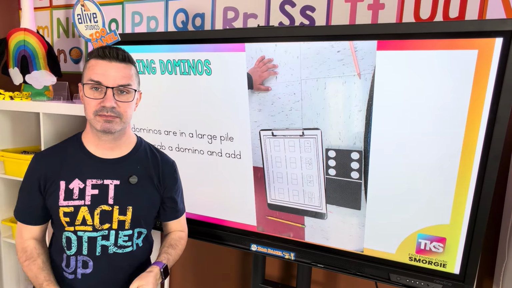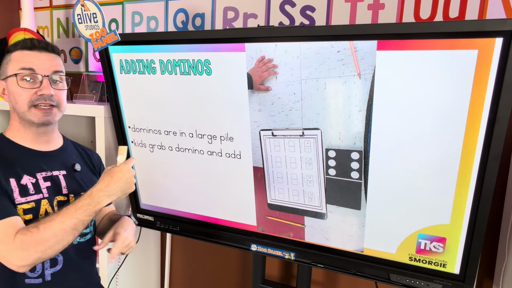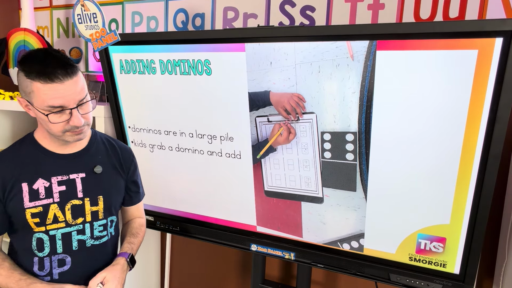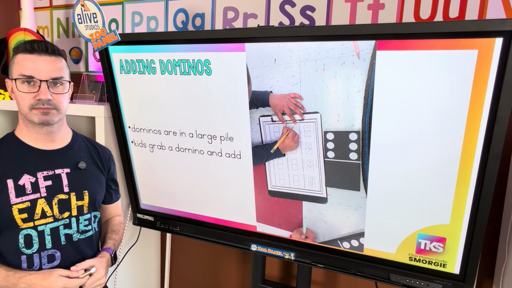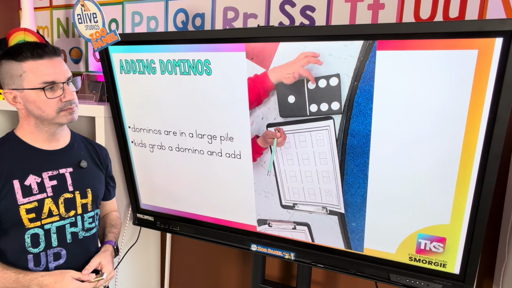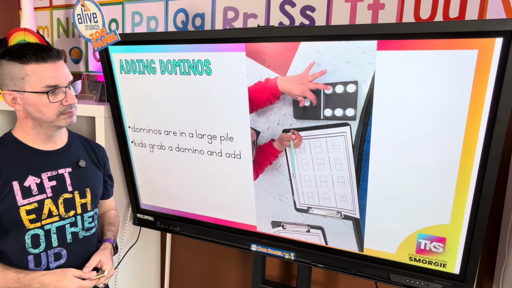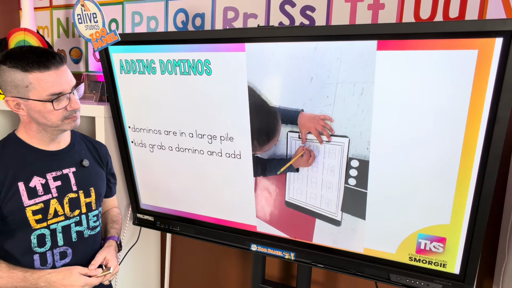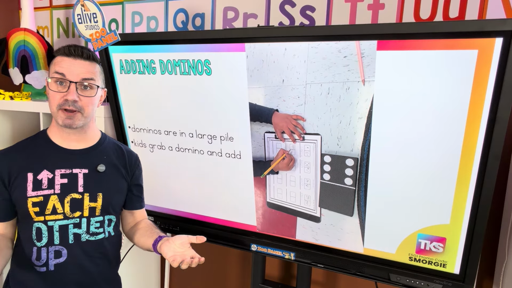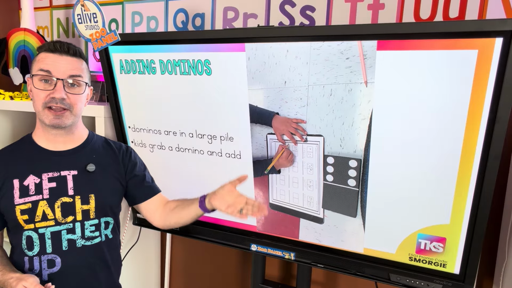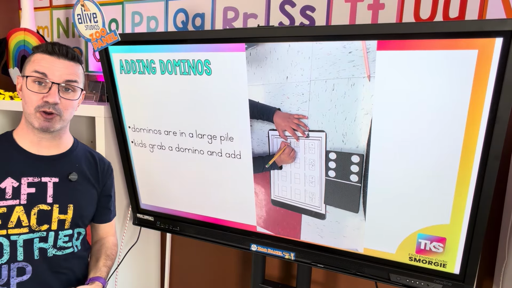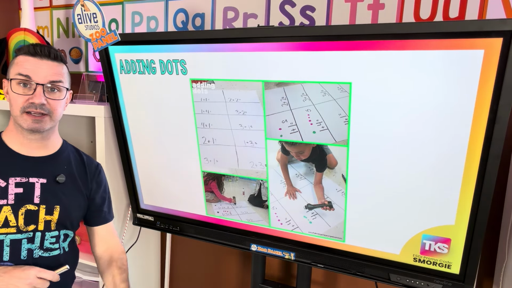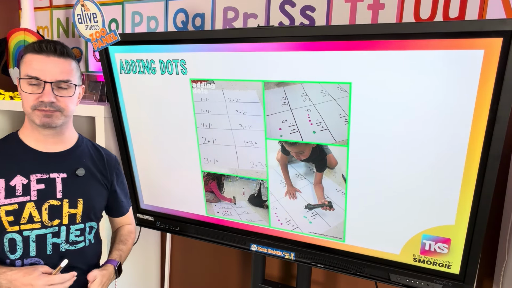You know what else they can do with them? They can subtract with them. So this is something that can be reversed as well. You know what these are also great for? A small group. If I know I have some kids who need some support, I can pull them into a small group and we can do this while the rest of the class is doing whole group.